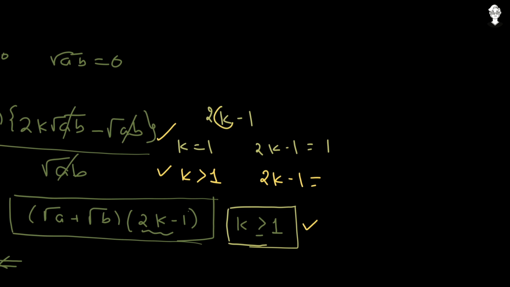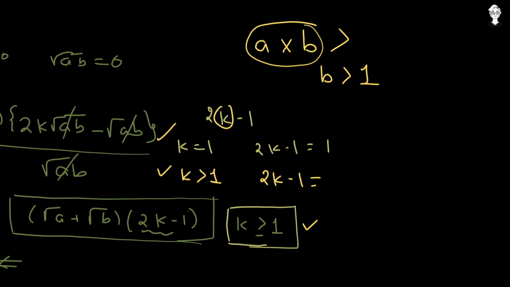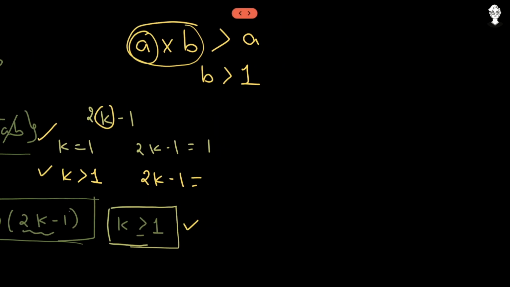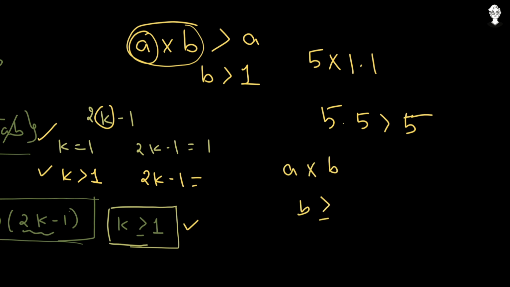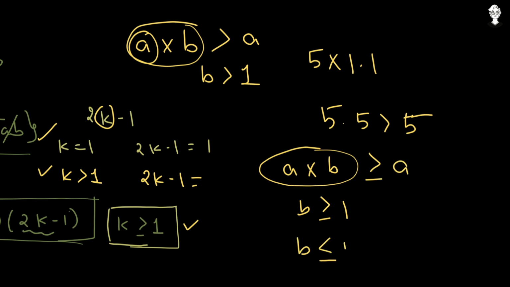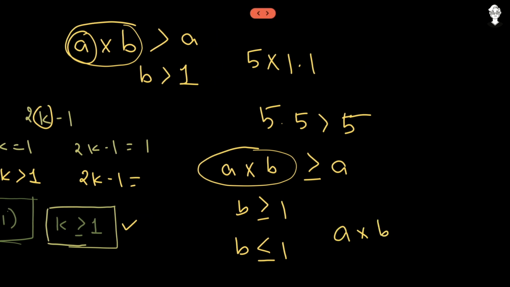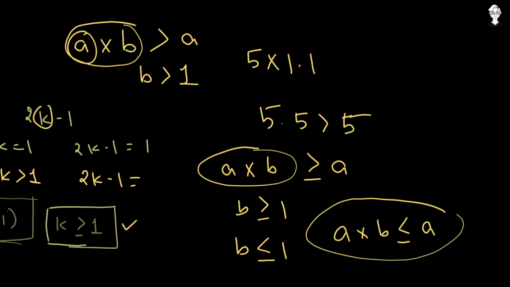Now 2 is getting multiplied with k, and remember that if a number a is multiplied with another number b and b is greater than 1, this whole product would always be greater than the number itself, that is a. It's a very simple thing. Like if 5 is multiplied with 1.1, the answer would be 5.5, that is greater than 5. So remember that if a is multiplied with b greater than or equal to 1, this product would always be greater than or equal to the number itself, a. And if b is smaller than or equal to 1, then the product a times b would always be smaller than or equal to the number itself, okay.